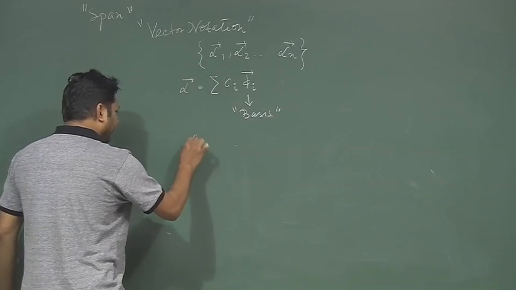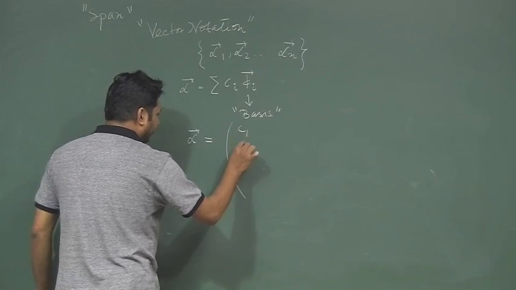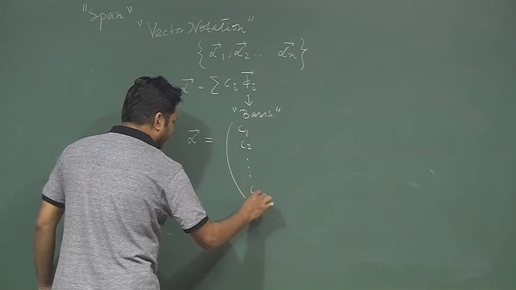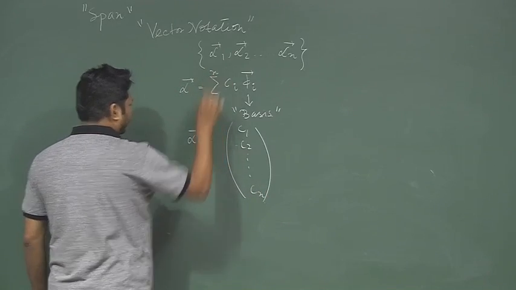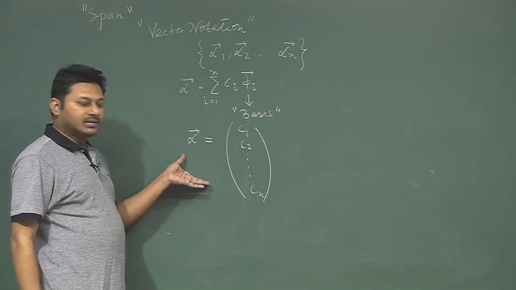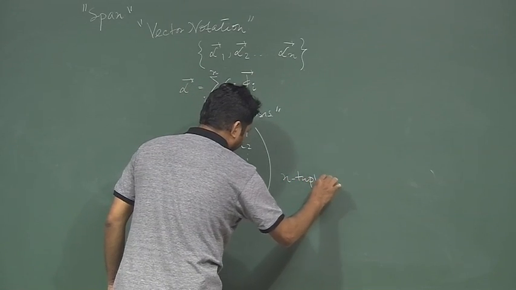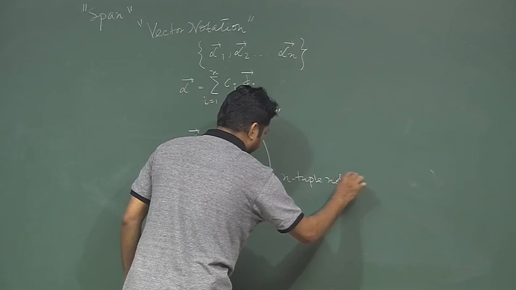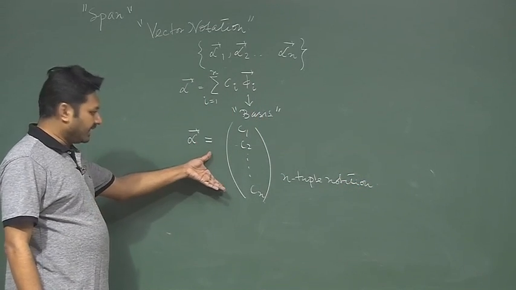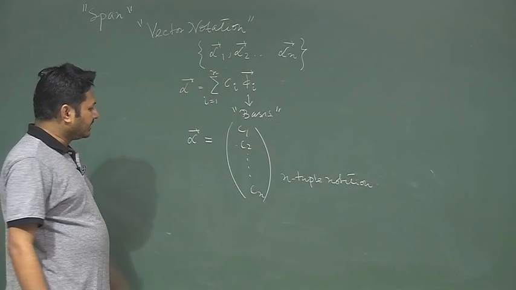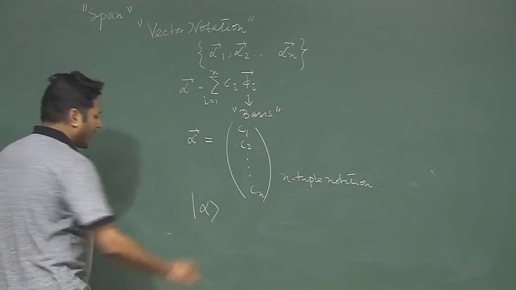Now, the same vector alpha can be written in terms of a row or column matrix, where these coefficients C1, C2 and so on are there, with i from 1 to n, for example. This is called n-tuple notation. Maybe we are going to use that in our next class also. Another important notation is called the bra-ket notation.